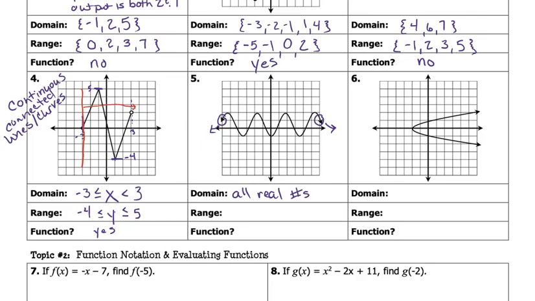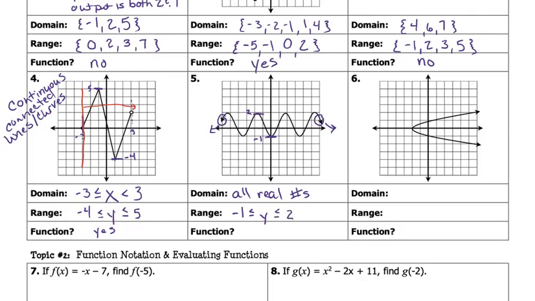And then we talk about the range. Well, the range is a little different. The range is bouncing in between. So here's my low point, here's my high point. My low point is -1, my high point is 2. So my range would be in between -1 and 2.